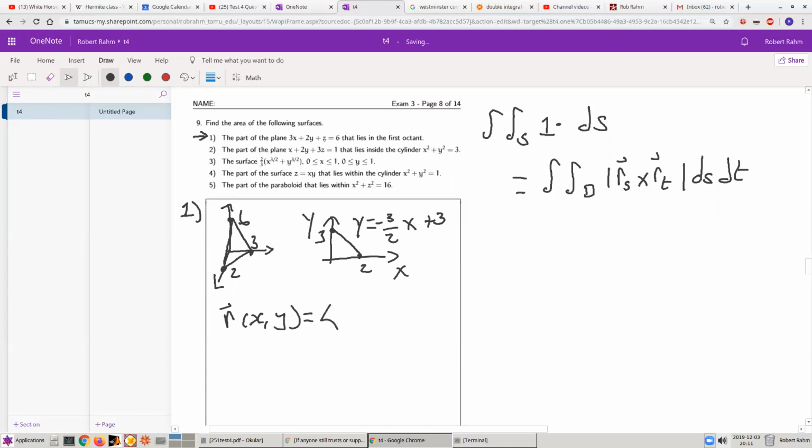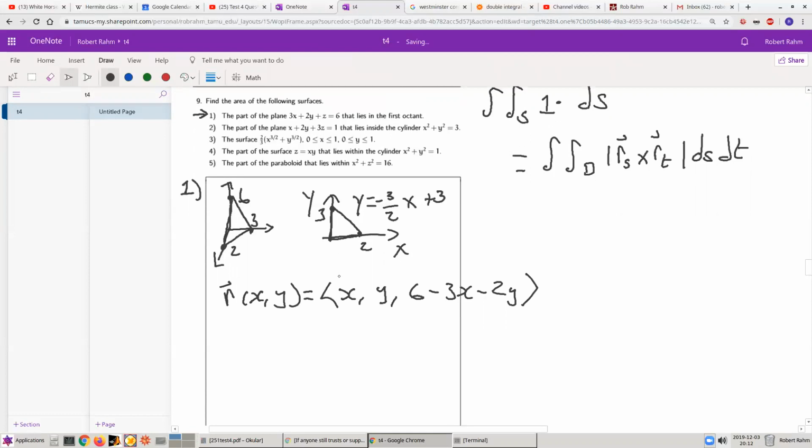So the parameterization is going to be r of x,y. We can write this as z equals 6 minus 3x minus 2y. So it's the parameterization of the graph of a function: x, y, 6 minus 3x minus 2y. And this triangle here is the parameter domain. Now we'll just write the integral and fill this stuff in.